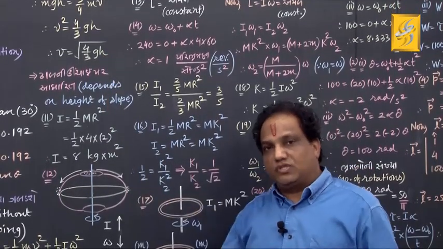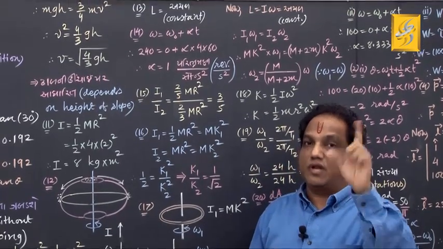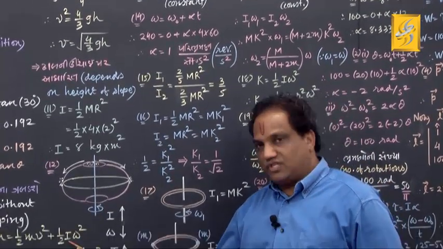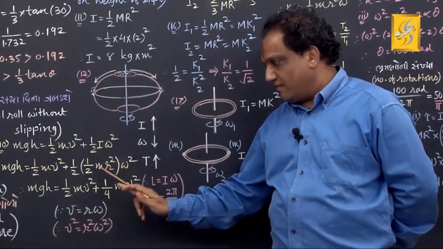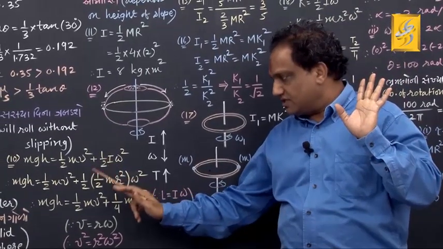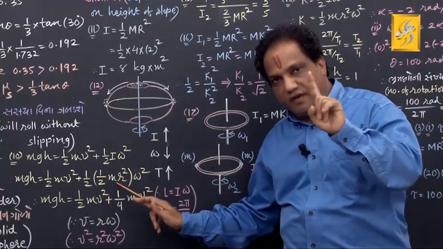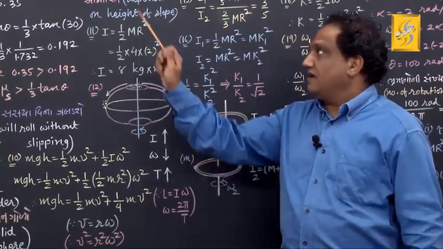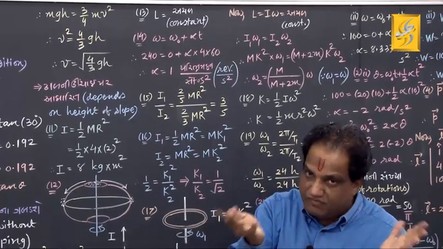Fine. Now suppose instead of a solid cylinder, they give a thin circular ring, then here you will make the change. Instead of I, you will write only mr square, not half mr square. Got it? This 1 by 2 as it is, but instead of I, in the bracket you will write only mr square. At that time, the final result is v equals under root of gh.